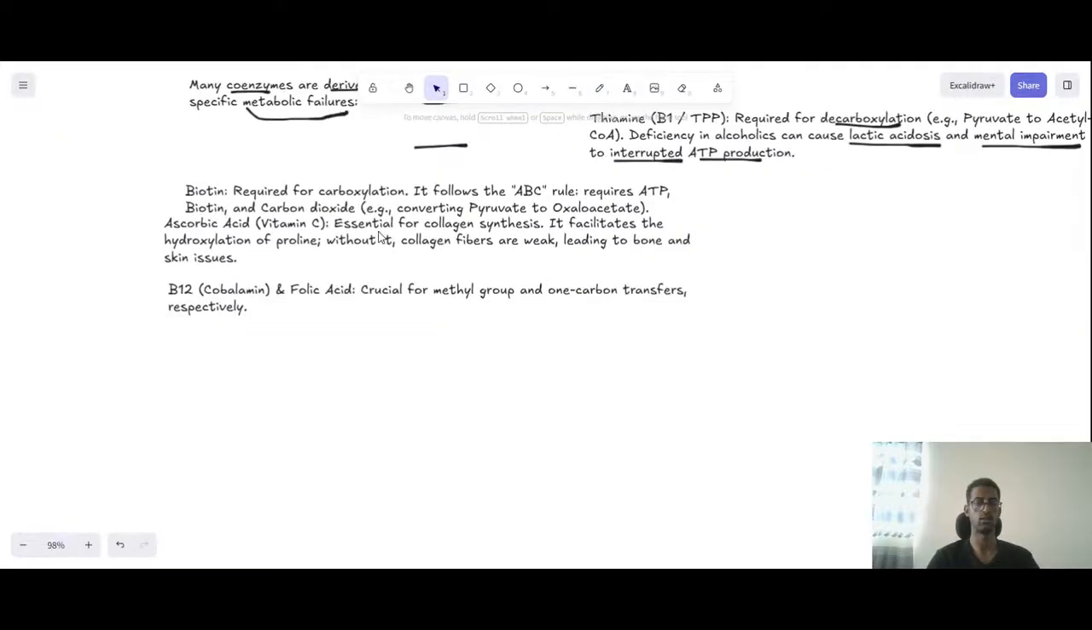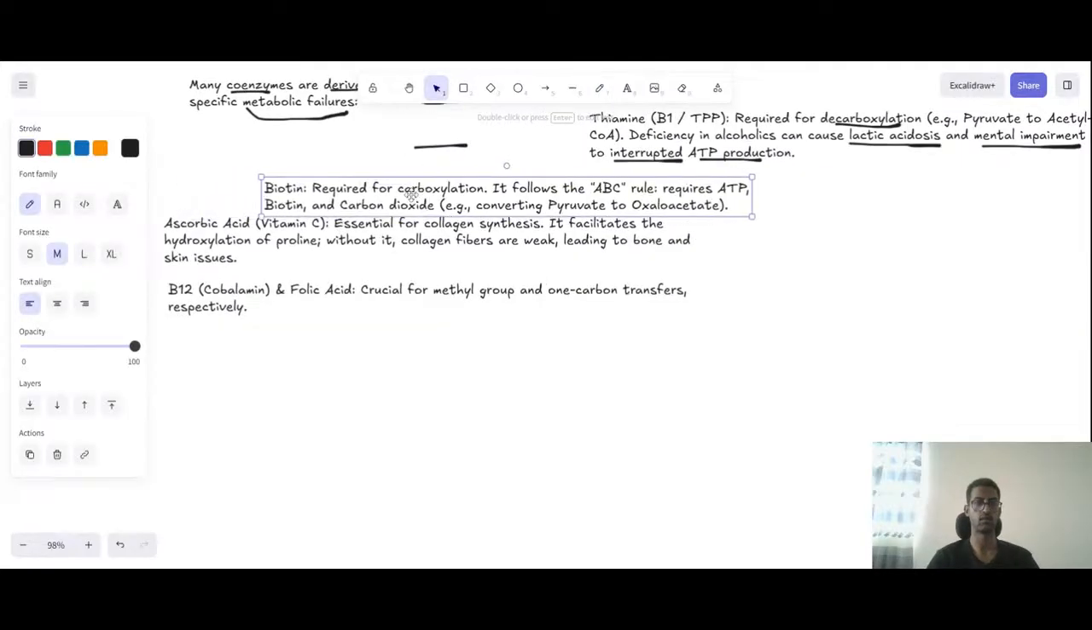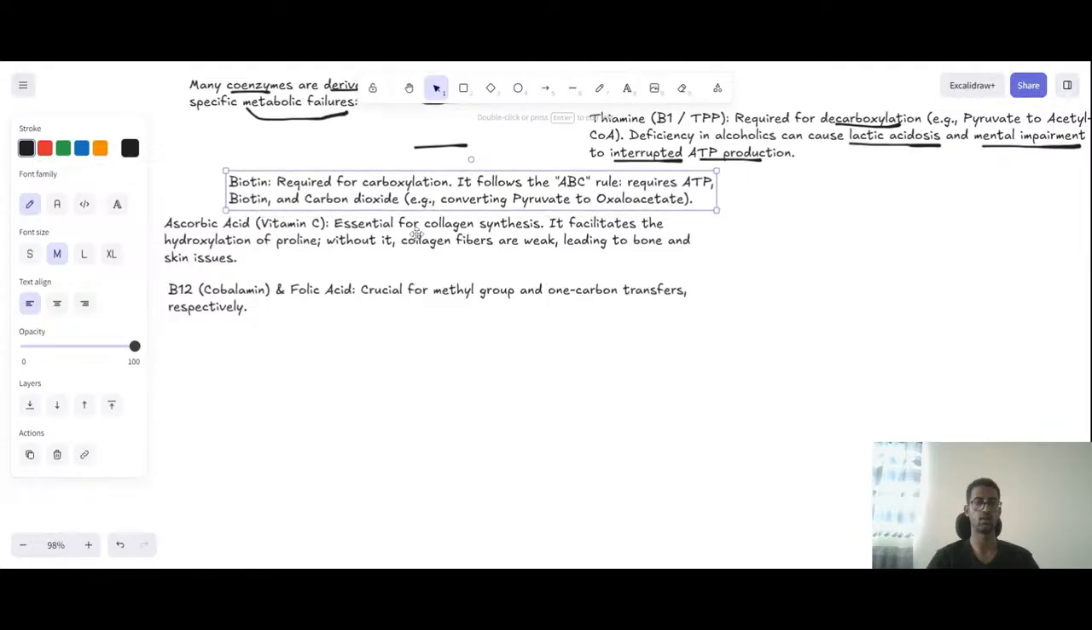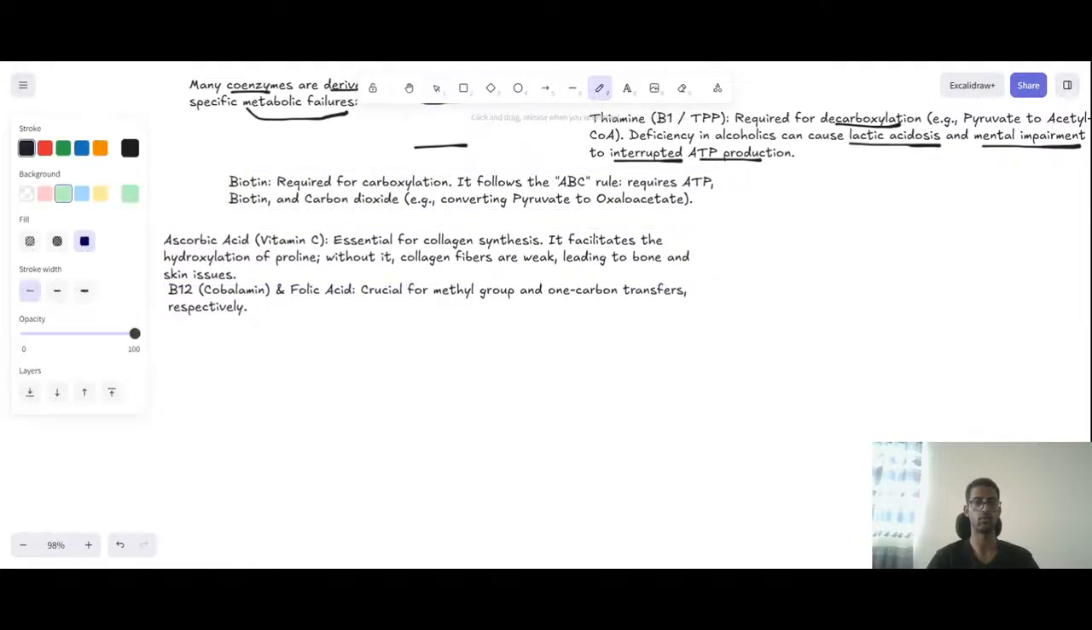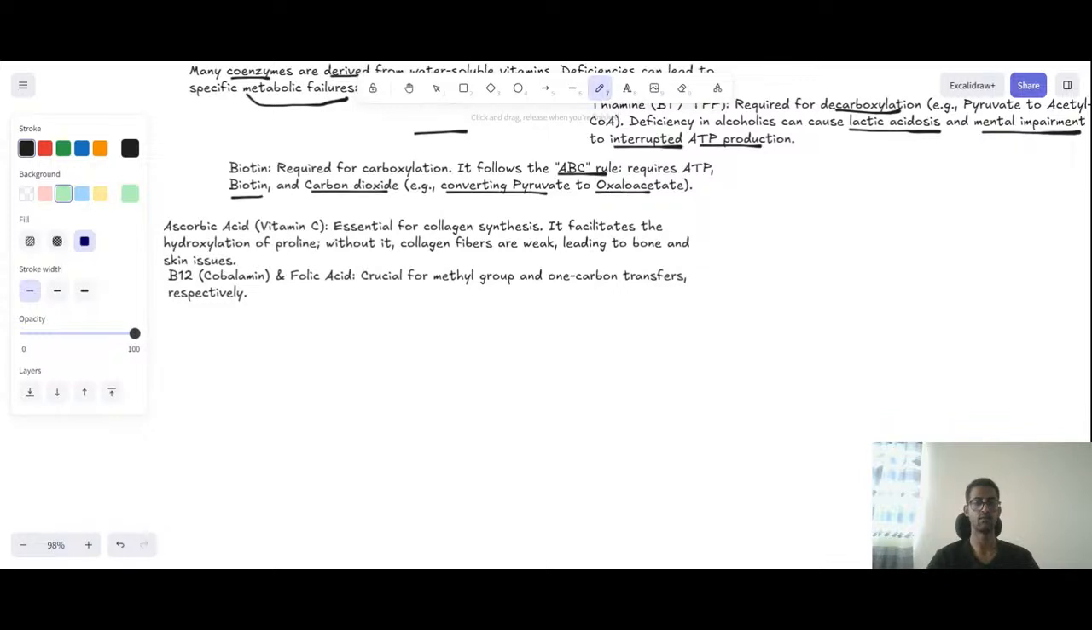And biotin is required for carboxylation. It follows the ABC rule: it requires ATP, biotin, and carbon dioxide, converting pyruvate to oxaloacetate.